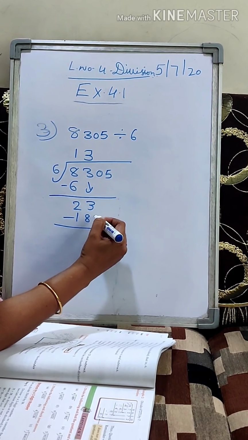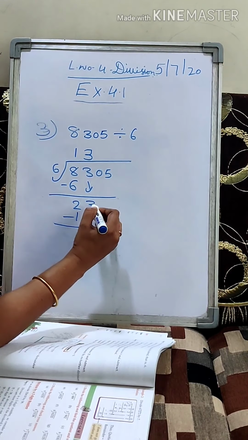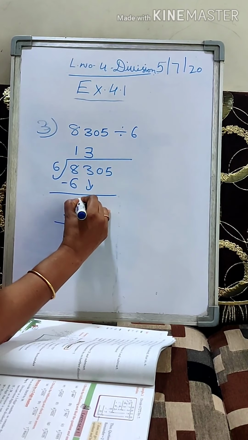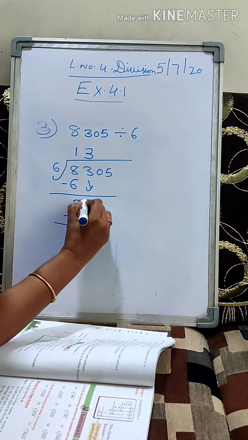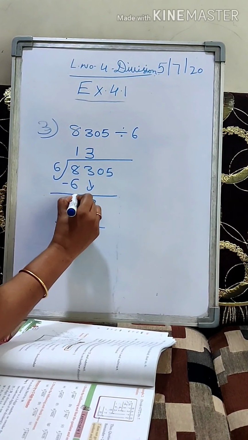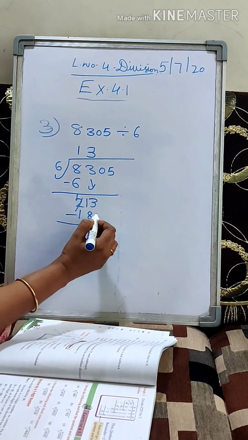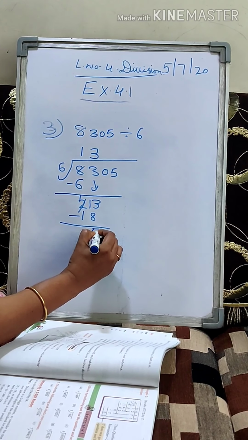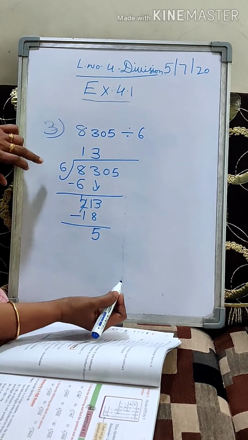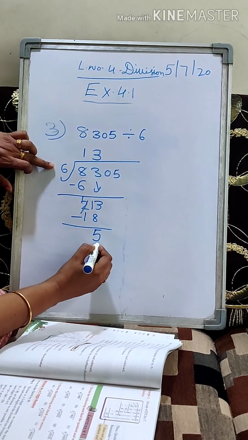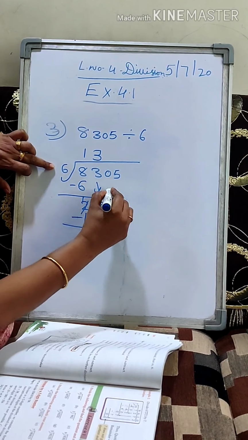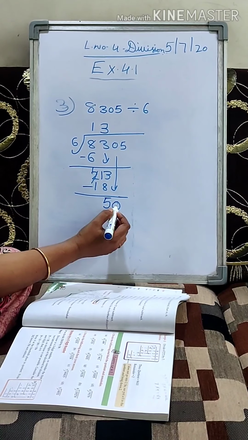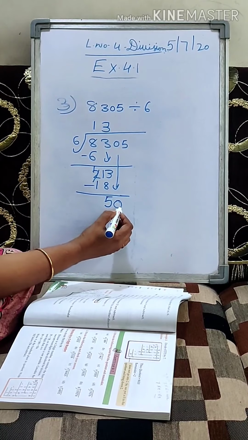Here 8 cannot be subtracted from 3, not possible. So we are borrowing 1 from here and write here 13 and here it became 1. Now subtract it. 13 minus 8 will get 5. Again, this number is smaller than our divisor. Then we are going to bring our next digit down. That is 0. Now it becomes 15.